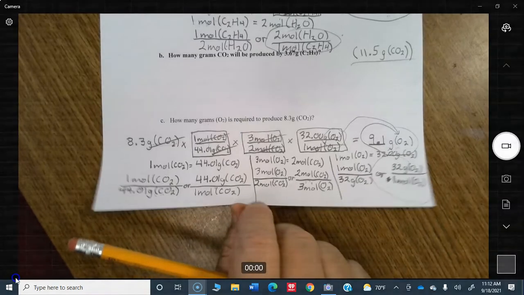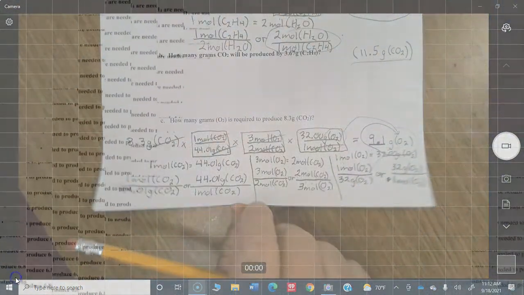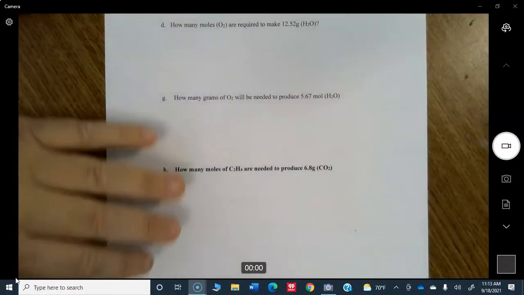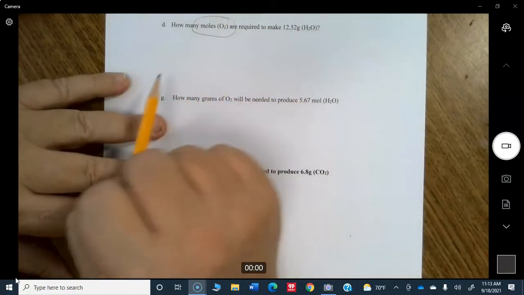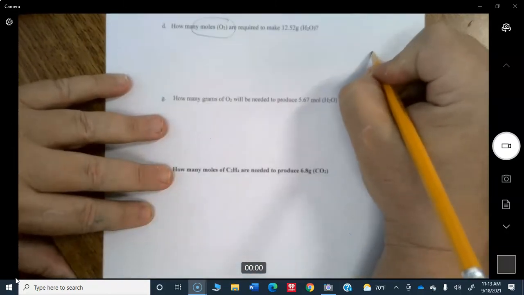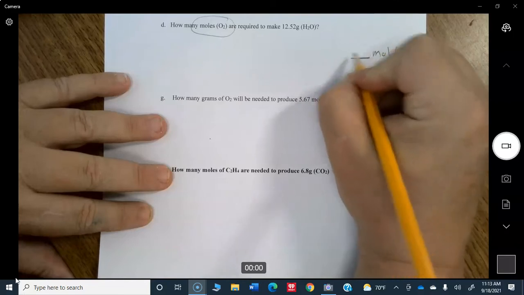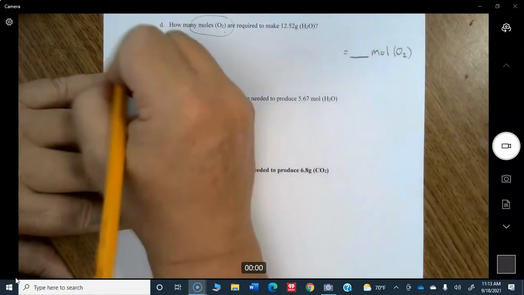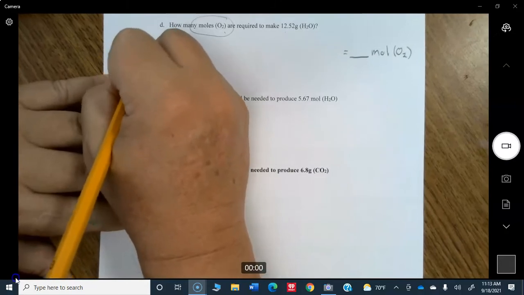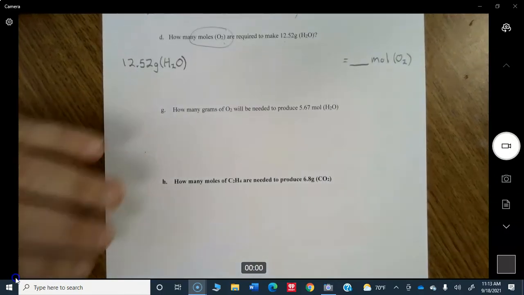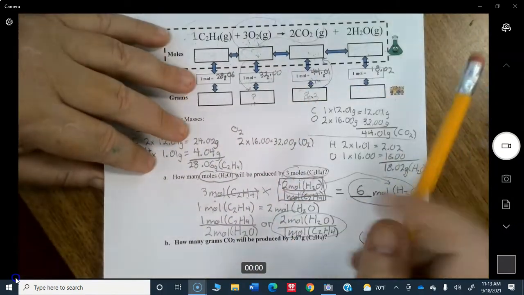All right. We're going to keep moving on here. How many moles of O2 are required to make 12.52 grams of H2O? So what we're looking for, units of measure and substance, is moles of O2. So you're going to come way over to the right, and it's moles of O2. And you're starting with this, 12.52. Now, some of you can just look at that and know how many conversions, but let's do it on our organizer here. So I'm going to clean it up.